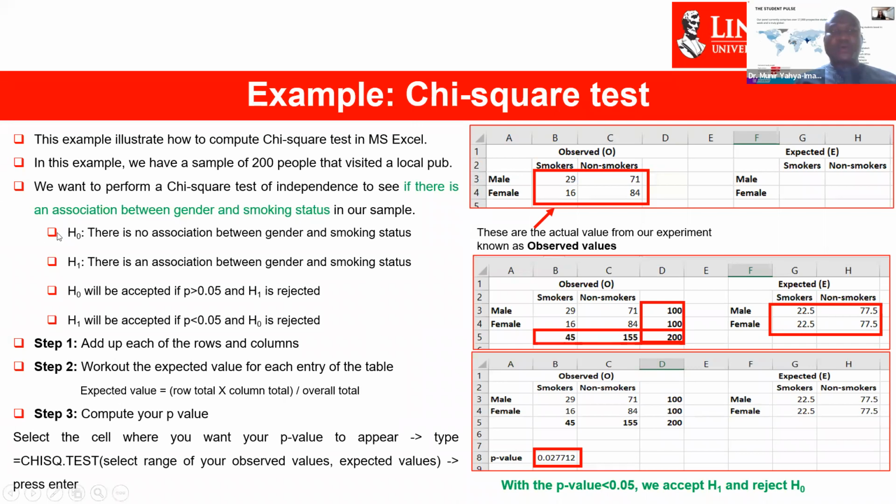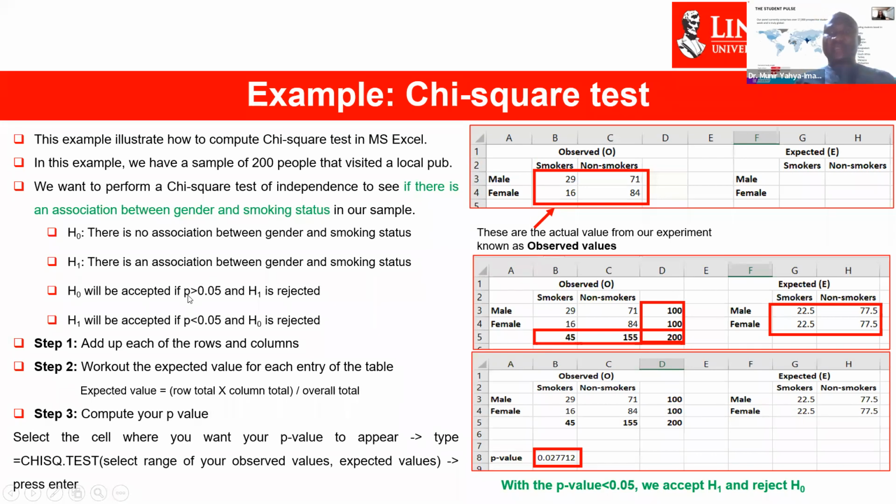Now, our null hypothesis states that there is no association between gender and smoking status. And the alternate hypothesis says that there is an association between gender and smoking status. Now, the null hypothesis will be accepted if the p-value, that is the probability value, is greater than 0.05. But if the p-value is less than 0.05, we will accept the alternate hypothesis and reject the null hypothesis. Okay?